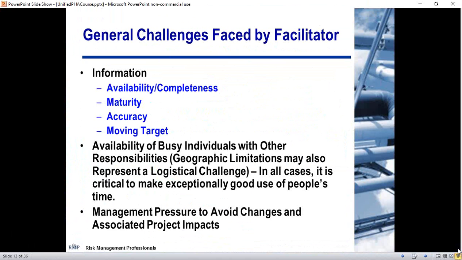But what are the general challenges that you've got? A lot of the information as the design is going on is not necessarily complete. There may be some maturity issues with respect to the design information, how accurate it is, and also it's changing all the time. You've also got very busy people who are busy doing a lot of the details of the design, and they may be in various geographic locations. So in all cases, it's very critical to make exceptionally good use of people's time. And you've also got another challenge in that you've got management pressure typically to move the design process ahead and to avoid changes because of the potential impact on schedule and finances.